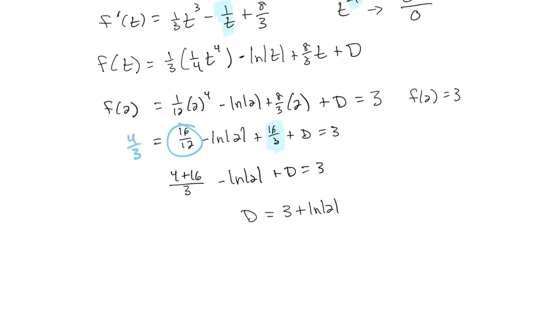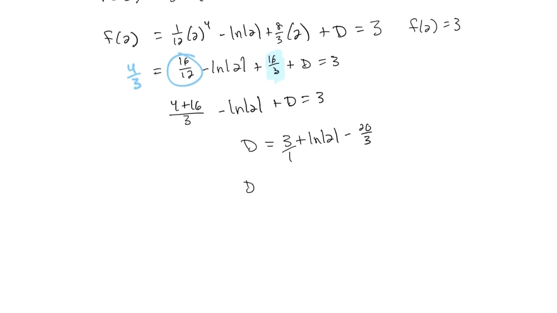And then what do I have here? 16 plus 4 is 20/3. So I'm going to subtract the 20/3 to the other side. Let me go ahead and get one more common denominator there. So that's going to really be 9/3. So d is 9/3 minus 20/3 plus ln of 2. So 9 minus 20 is negative 11/3 plus ln of 2. So that is my constant for my function.